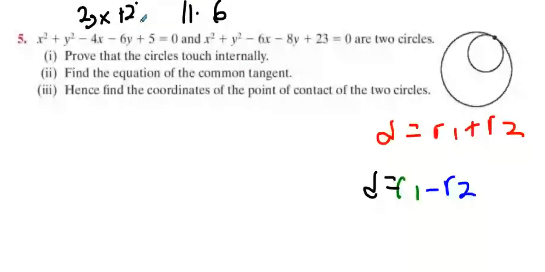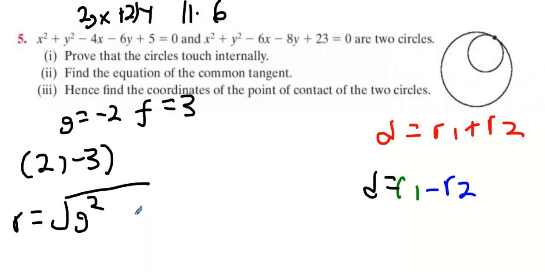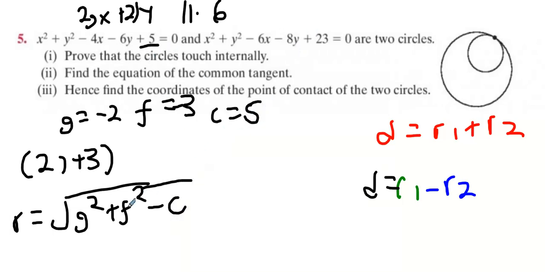2g x and 2f y. g is minus 2 and f is 3. Therefore, the center of the circle is 2, minus 3. And the radius, what is it? So g squared plus f squared minus c. What's the c value? 5. What's the radius value, the R1? What do we get?